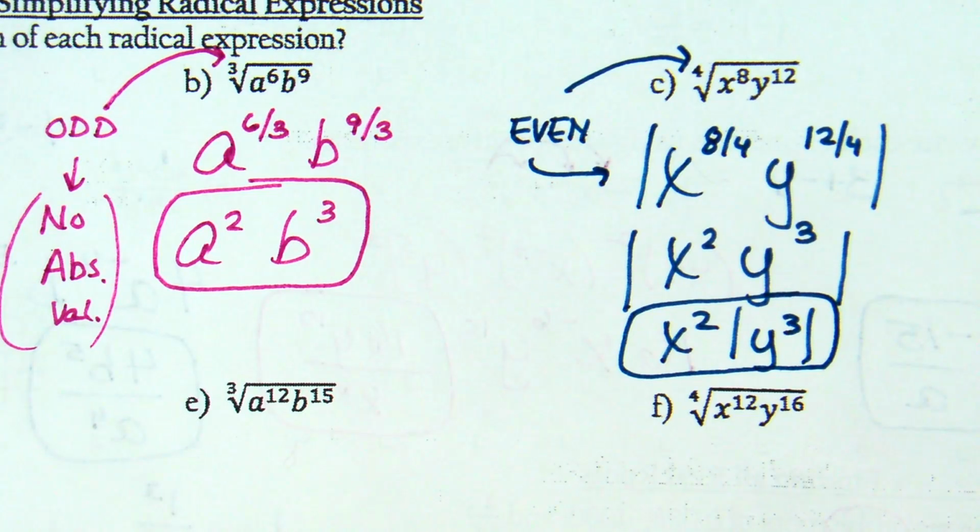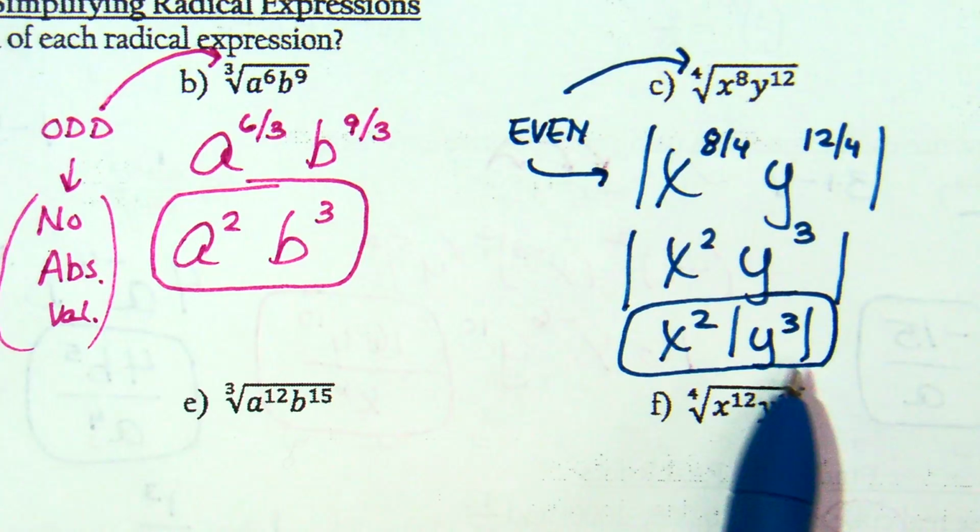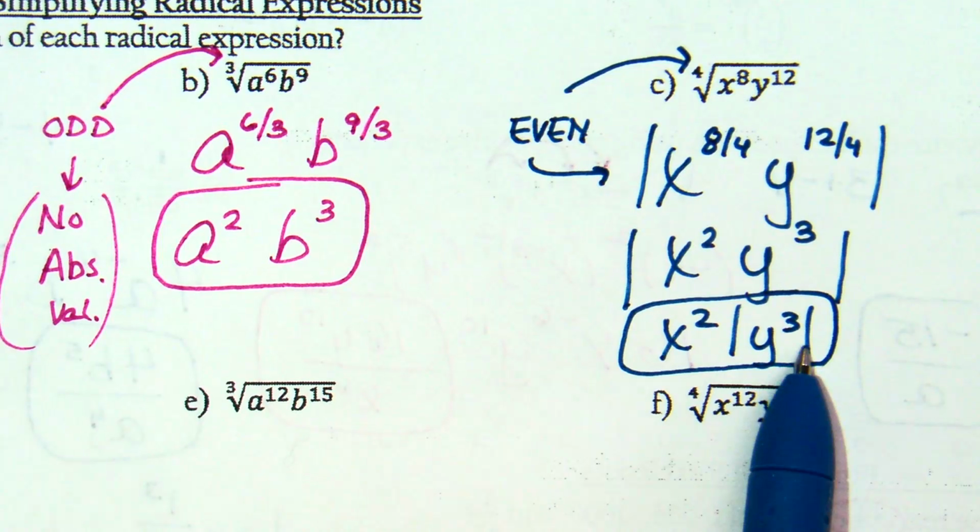Now you want my shortcut? If it's an even root, so like an even index, like 2 or 4, and you have an odd power in your answer, those are the ones that are going to need absolute value. Even powers will never need absolute value. So if it's an even root up here, but an odd power down here, that's when you need absolute value.